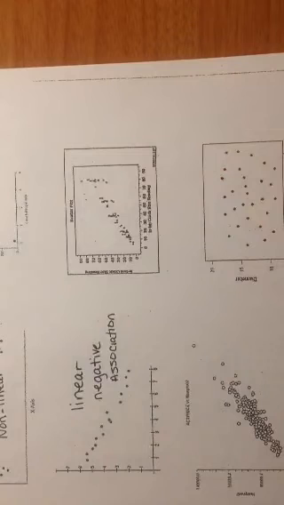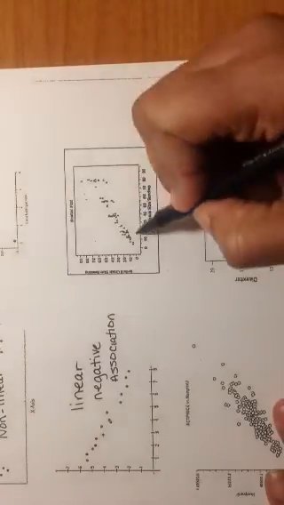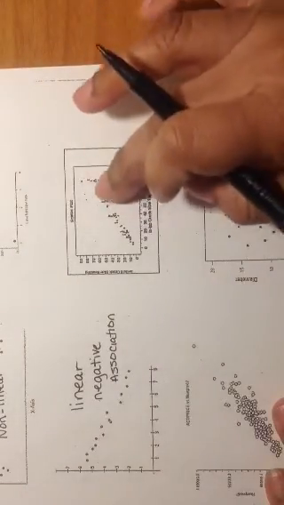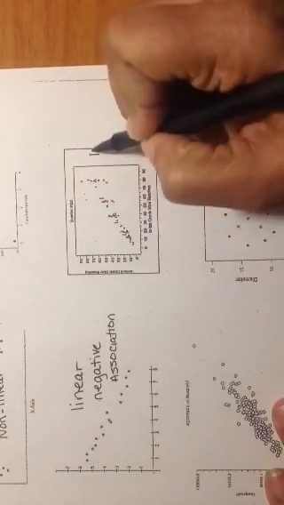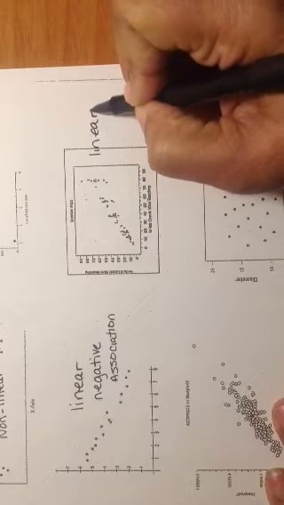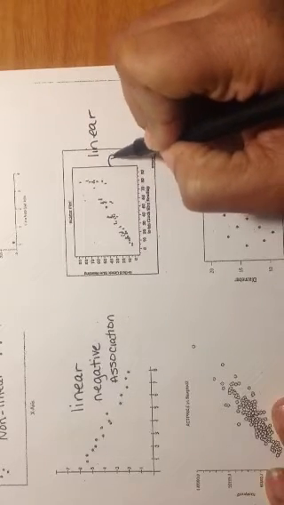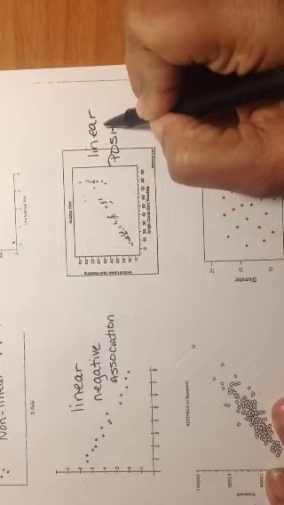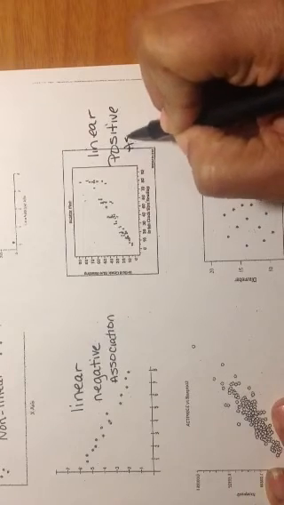Okay, what about this scatter plot here? Yeah, there's a lot going on there, but I would still say that this is pretty linear. We've got some outliers here, but this is linear. What kind of association? Absolutely. This is a positive association.